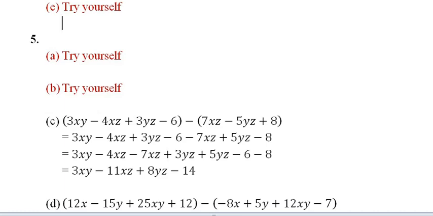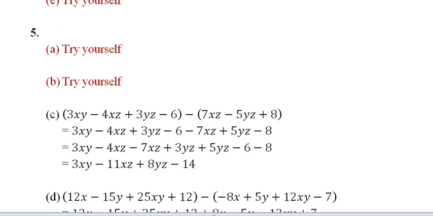So here in question number 5, I'm continuing with question number C because question number A and B are simple, so you can try by yourself. So I'm showing you the solution of question number 5C. So the first expression is 3xy minus 4xz plus 3yz minus 6. Put them inside the bracket, and also the second expression inside the bracket. Okay, but you have to give the sign of minus out here because we are doing the subtraction.